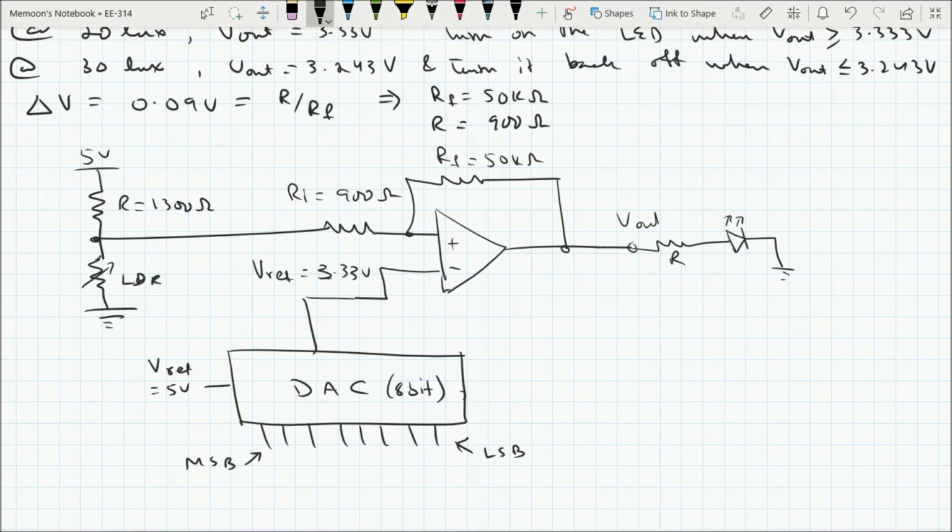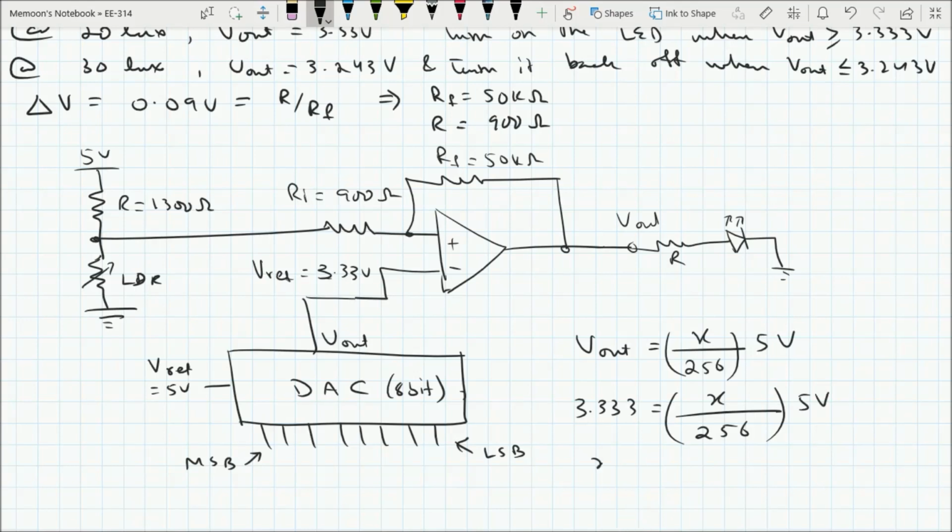So for a 5 volt reference, the V out of DAC is equal to X over 256 into 5 volts. And for a 3.33 volt required V out, we put it equal to 3.333 into X over 256 into 5 volt. And this gives us X is equal to 170.6. So as it is a whole number, let's choose X is equal to 171. And this is your digital value that you have to supply here.